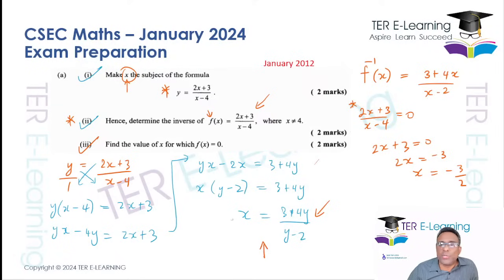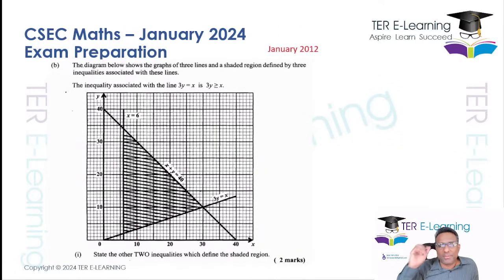Right, so I have a few more to do, so I'm kind of moving on. All right, so this one here is based on something called linear programming. Some of you may have done this as an SBA. So the diagram shows 3 lines and a shaded region defined by 3 inequalities. We have those equations here, and they said state the other 2 inequalities that define the shaded region.